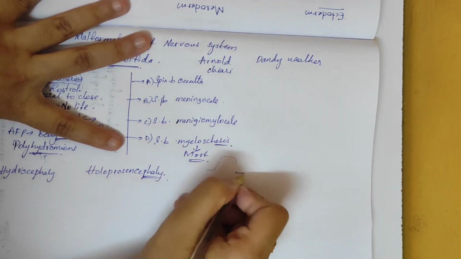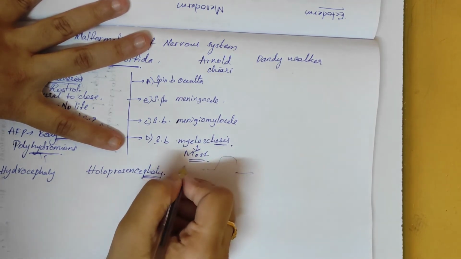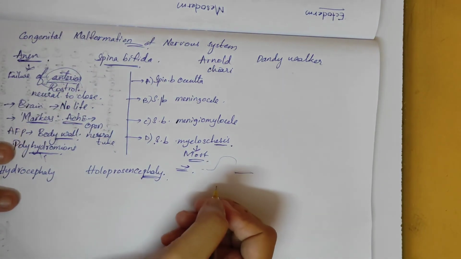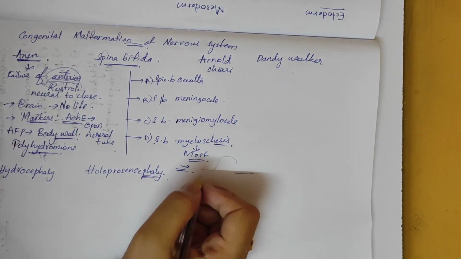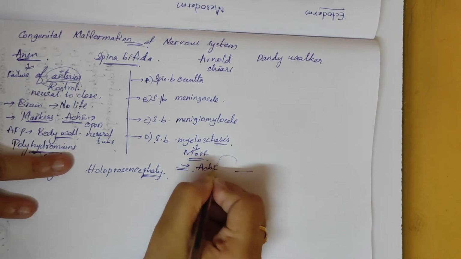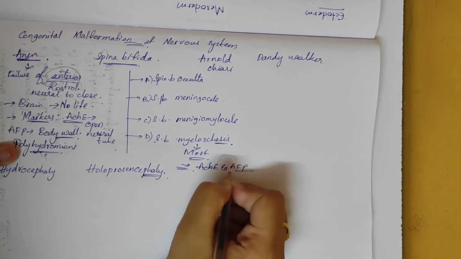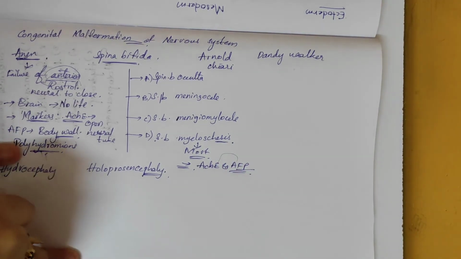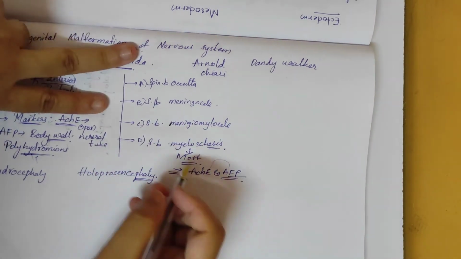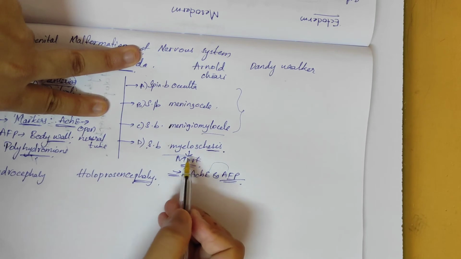the spinal cord is seen externally. So if the spinal cord is seen externally, what are the markers we can see here? As this is an open neural defect, we'll get ACHE, and also this is a body wall defect, so we'll get AFP. And next one is these 3.